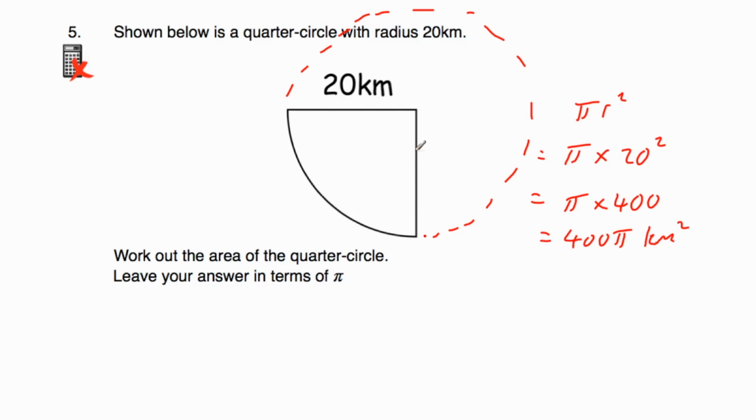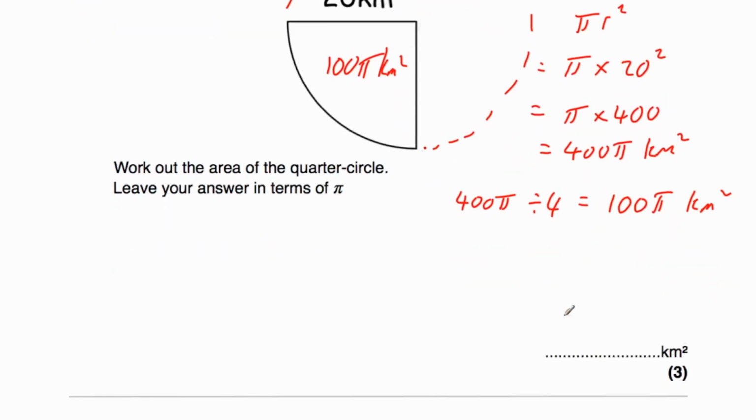We want just the area of the quarter circle, so we're going to divide this 400 pi by 4. So 400 pi divided by 4 would be, well, 400 divided by 4 is 100, so the answer would be 100 pi kilometers squared, or square kilometers. So the area of this quarter circle would be 100 pi square kilometers. And that's it. So let's write that in the answer box, 100 pi.